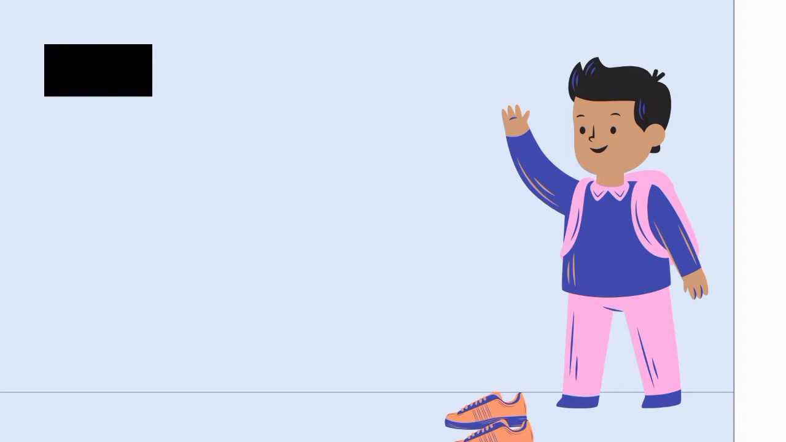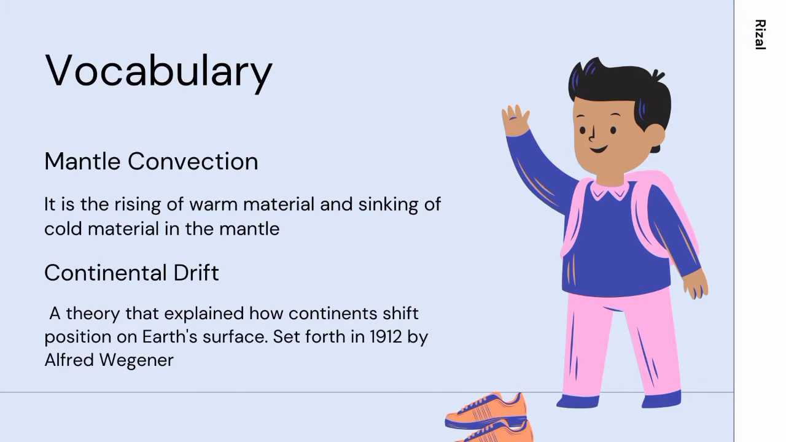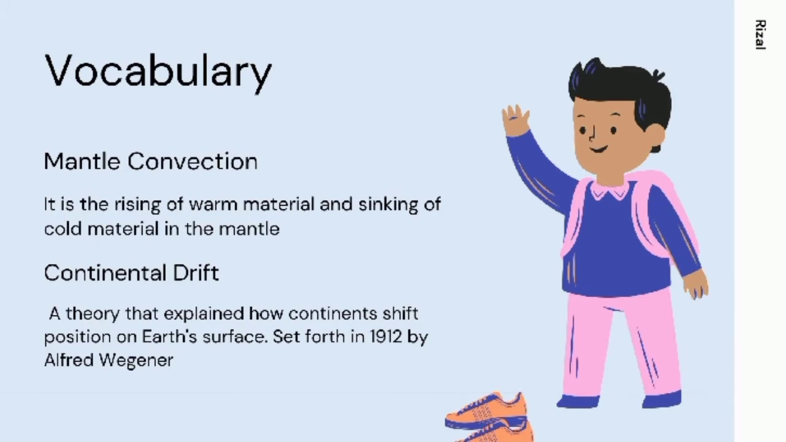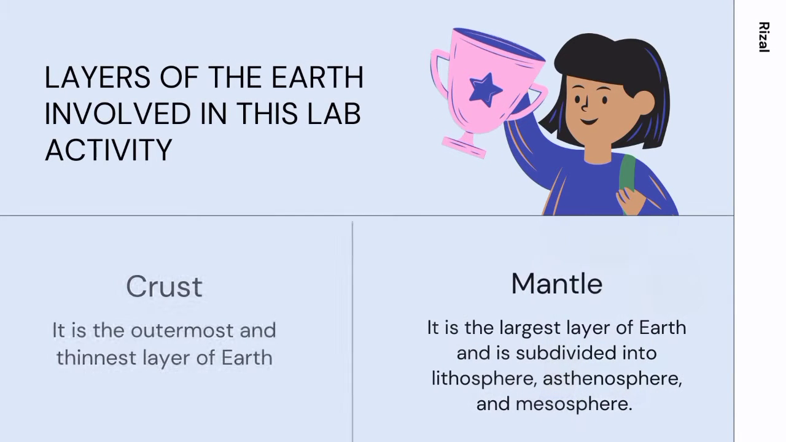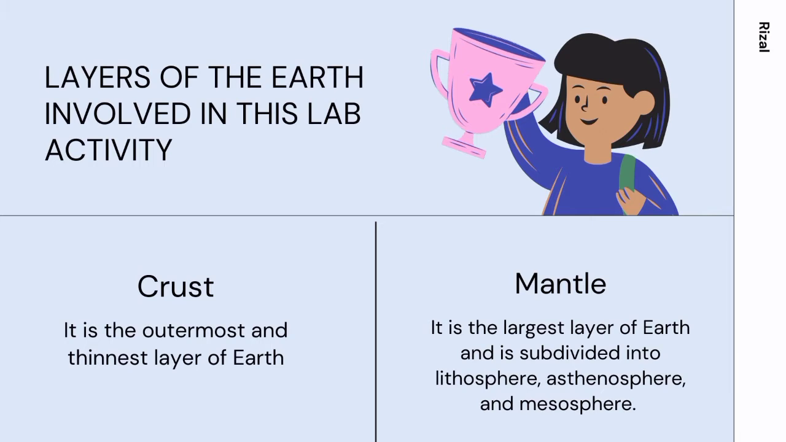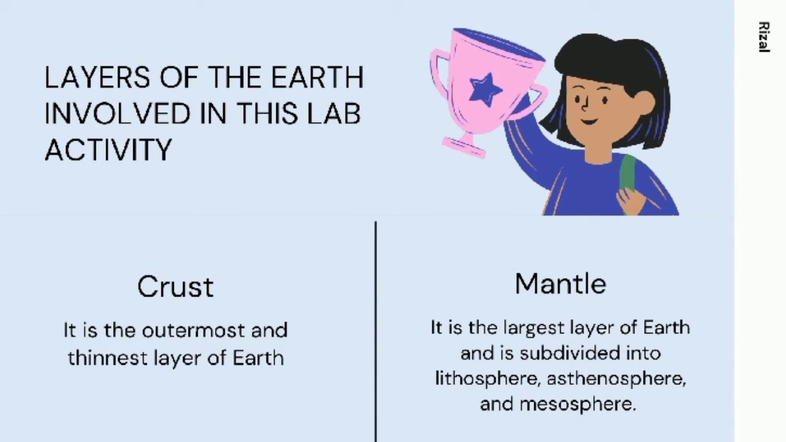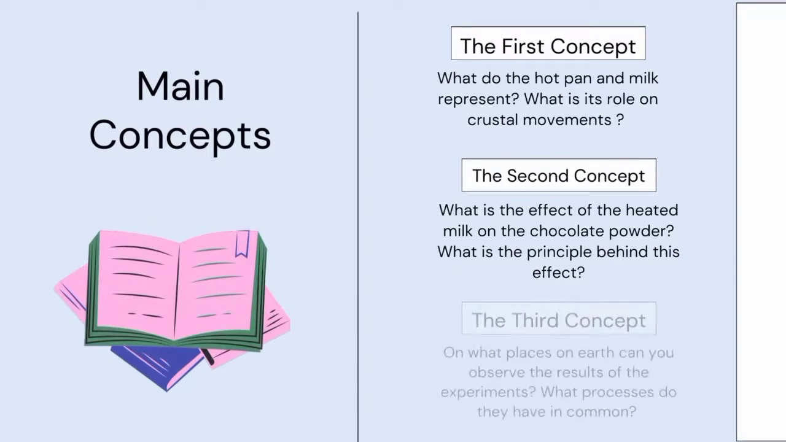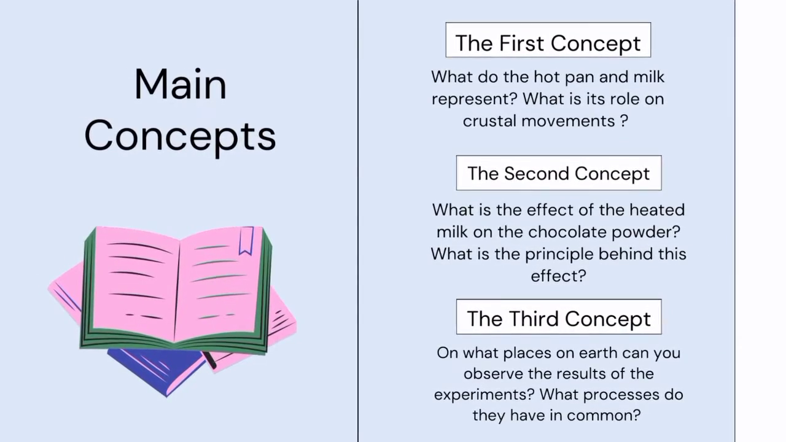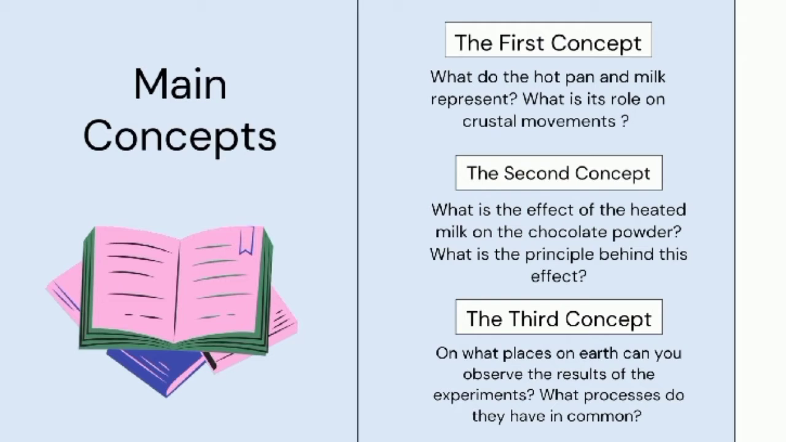Here are some keywords to help us understand more about our laboratory activity: the mantle convection and the continental drift. As we are talking about the layers of the Earth, here are the clear definitions of the crust and the mantle. To help us dig in more about the concept, here are some guide questions to follow. The first concept, the second concept, and the third concept.